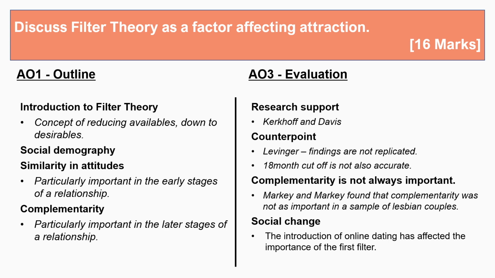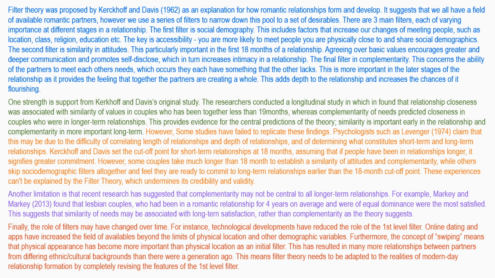In your outline, we are doing nothing complicated. We're just talking about the 3 different filters: social demography, similarity in attitudes, and complementarity. Okay, and this is what it would look like. Nothing much to say here. You can see the social change discussion point right at the end there in red. So if you want to get rid of one of the other ones, then you can. To be fair, if you want to get rid of that one, then you can, but I just particularly like that one.